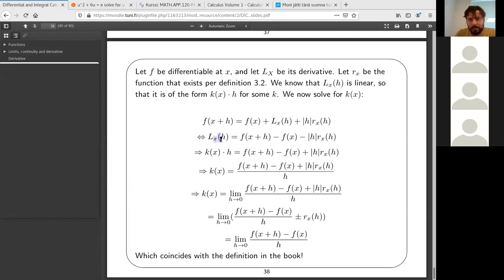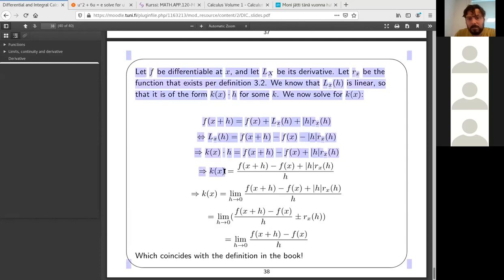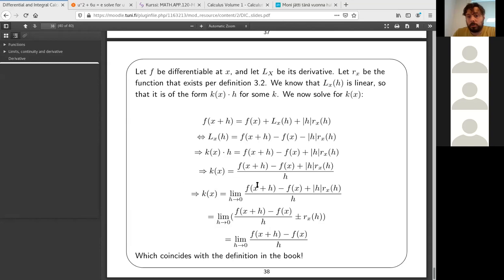So we know that this here is some kx times h. We know that this kx is this, but the error factor is here, so we need to get rid of that. The way to get rid of that is we look at what happens when the kx doesn't depend on h, so it should be the same regardless of what h is. So we let h approach 0.